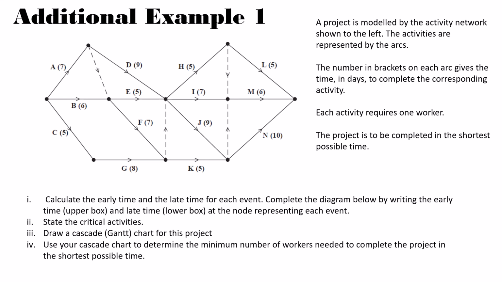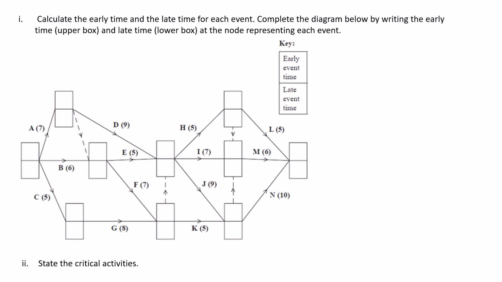So we have 4 questions. We're told to calculate the early times and late times for each event, and there's going to be a diagram which I'll put up on the next screen, and then we're going to state the critical activities. We're going to draw a cascade chart, and we're going to use the cascade chart to determine the minimum number of workers needed to complete the project in the shortest amount of time.